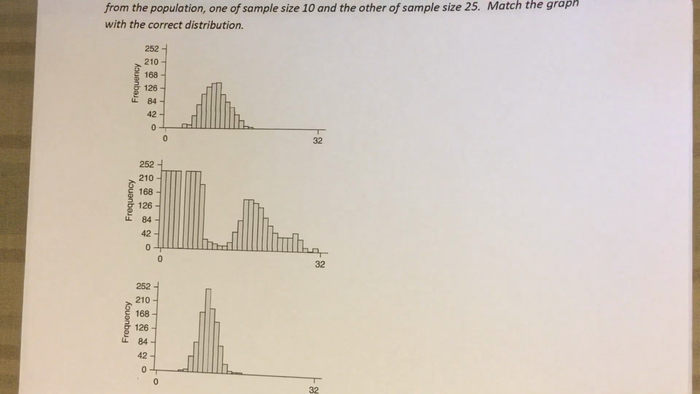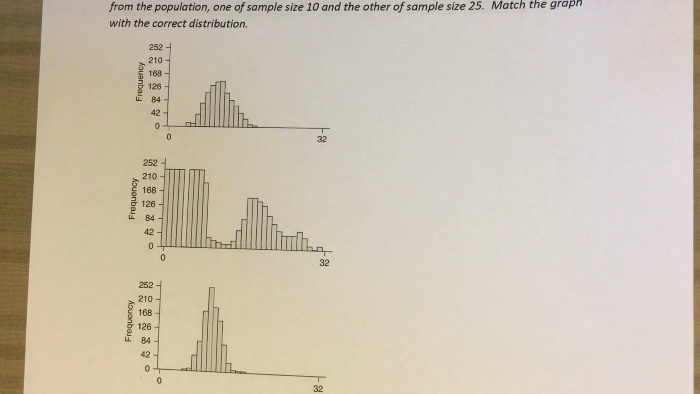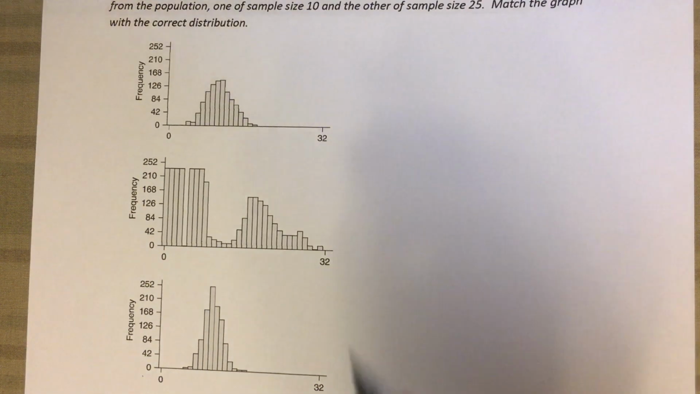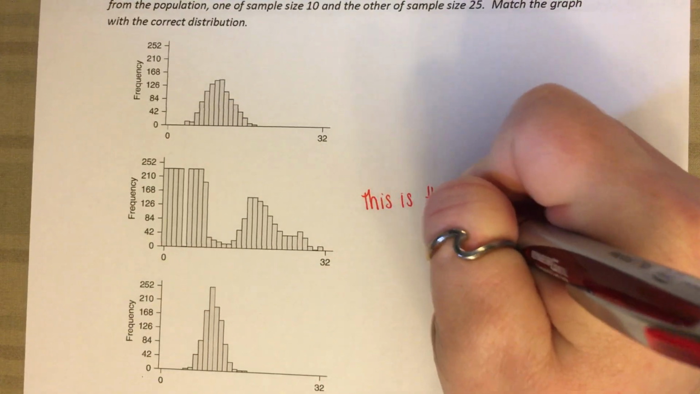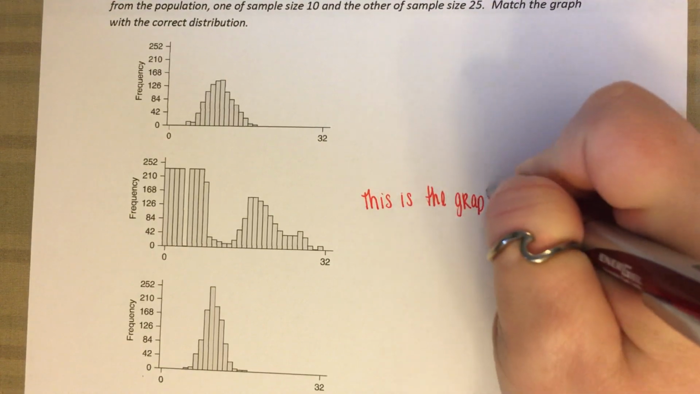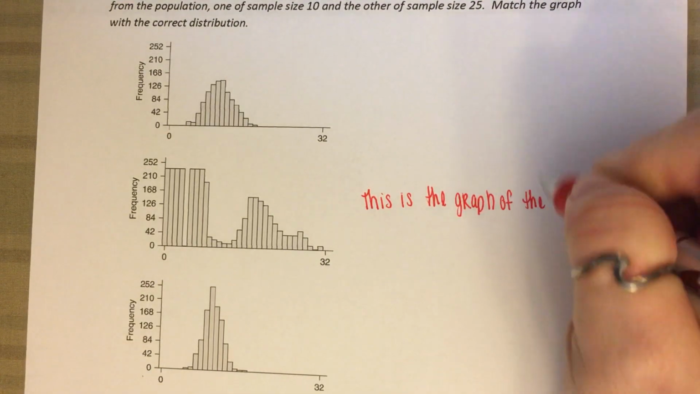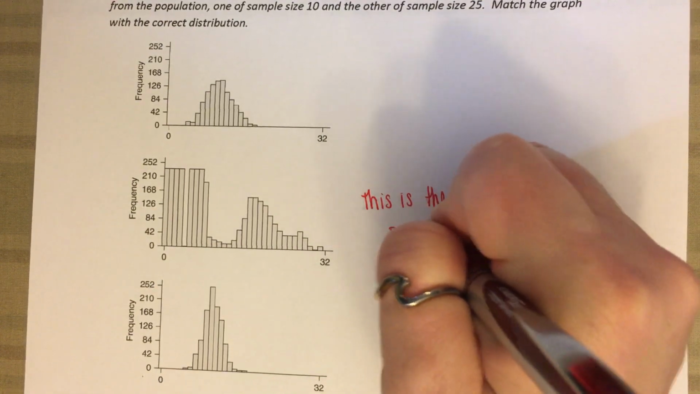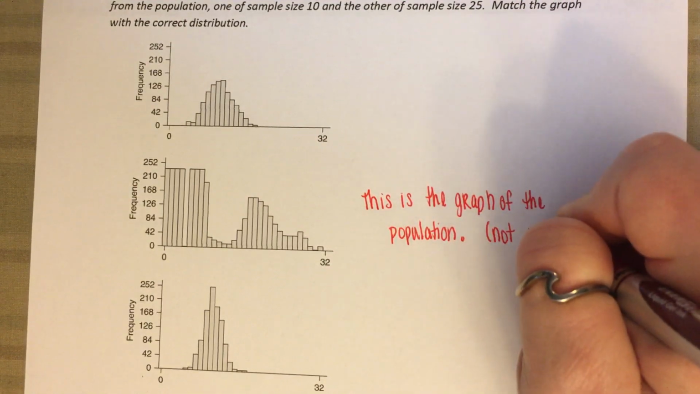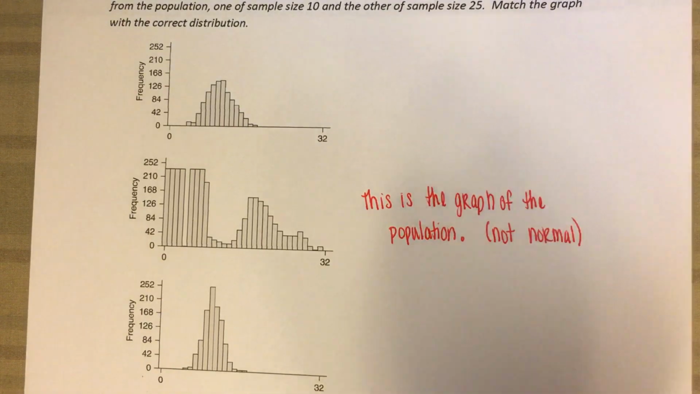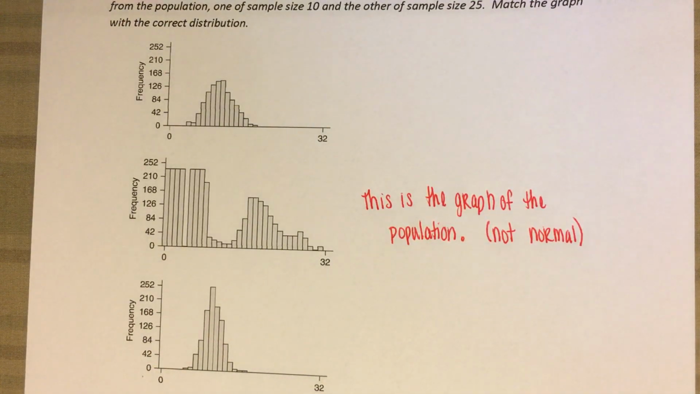If we compare these three different graphs, the one that is not normal is going to be our graph of the population. So the second image is the graph of the population, because it is not a normal curve. Then if we look at the other two curves, both of those are approximately normal.